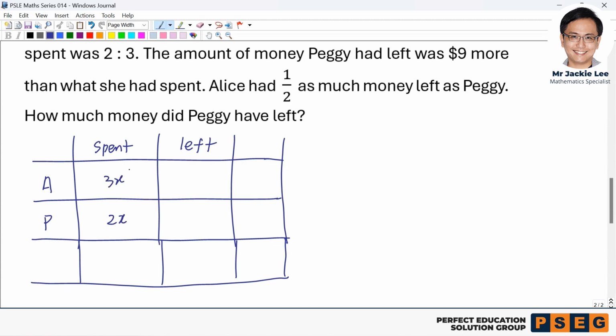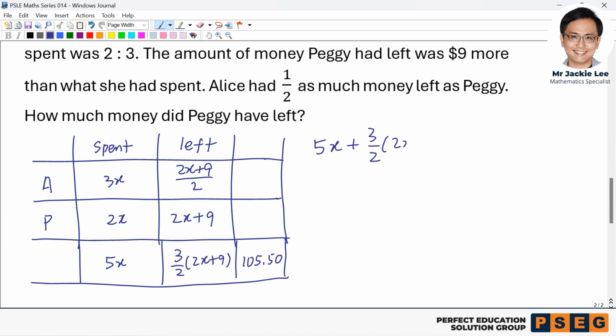And for Peggy, the money that she left behind is 2x plus 9. And for Alice, as compared to Peggy, it is half of it. So 2x plus 9, then divided by 2. So far, okay? This one totals up to 5x. This one totals up to 3 over 2 bracket 2x plus 9. And the total sum is $105.50. So based on this, we can form the equation. Obviously, 5x plus 3 over 2 bracket 2x plus 9 equals 105.50.